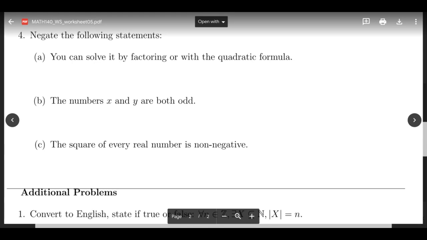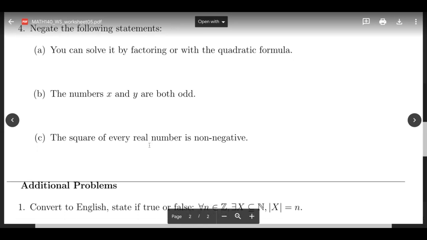Well, I think it's better to say it this way. There exists a real number whose square is negative. There are a couple of ways of saying it. And of course, this statement is false, because when we negate a true statement, the statement becomes false. Okay, any other questions? All right, let's keep going.